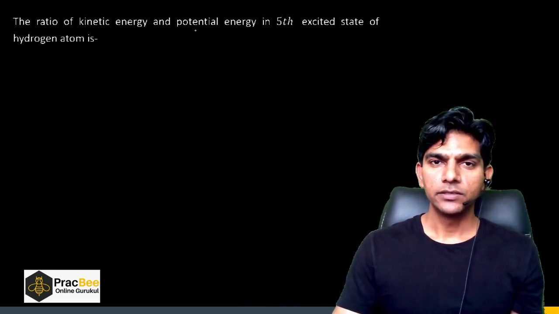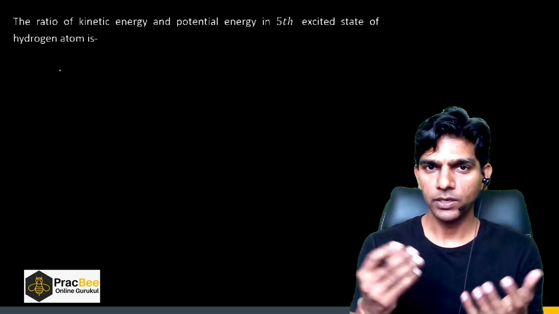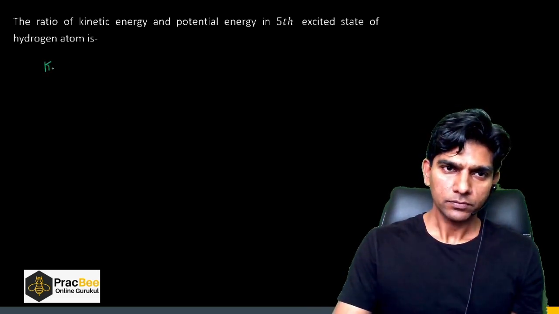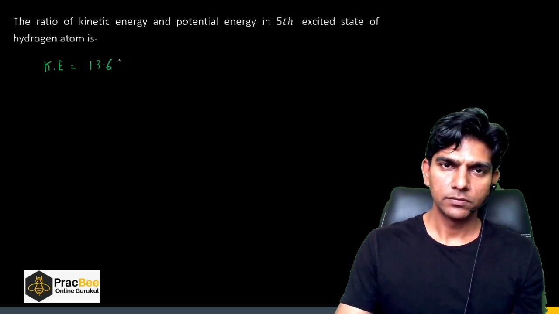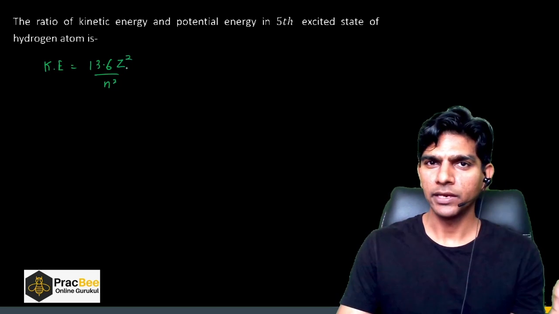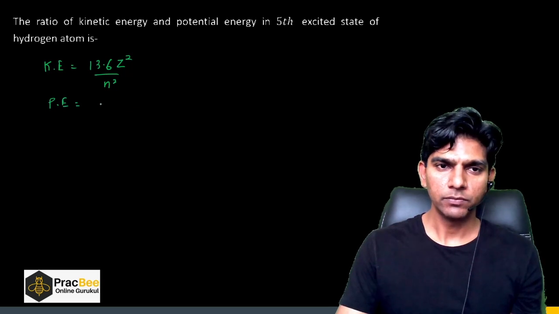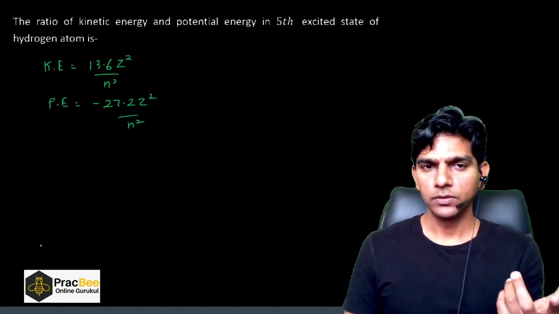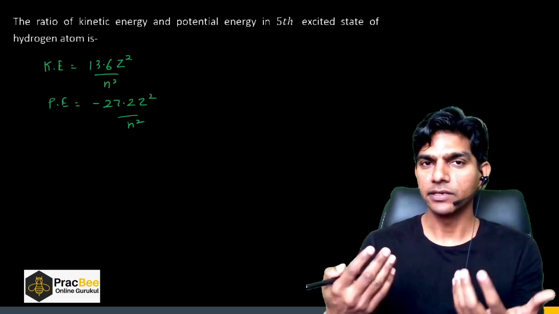The ratio of the kinetic energy and the potential energy in the fifth excited state of the hydrogen atom. A very basic question. By Bohr's model, we have derived the formula of kinetic energy, which is 13.6 Z square by n square for any isoelectronic species, and the potential energy is given by minus 27.2 Z square by n square. Now, if you take the ratio of these, n square will get cancelled out. So whether it is the fifth excited state or the sixth excited state, the ratio will not change.